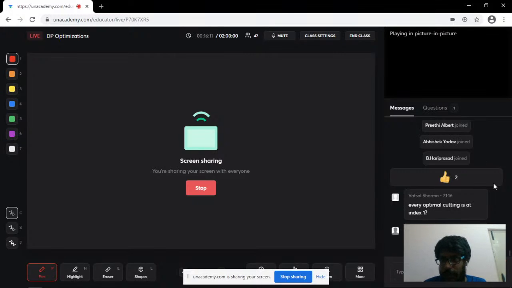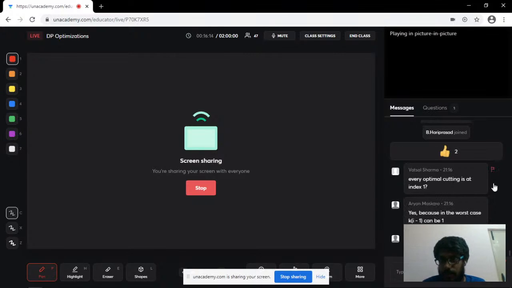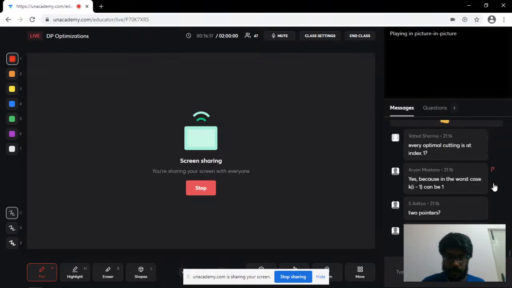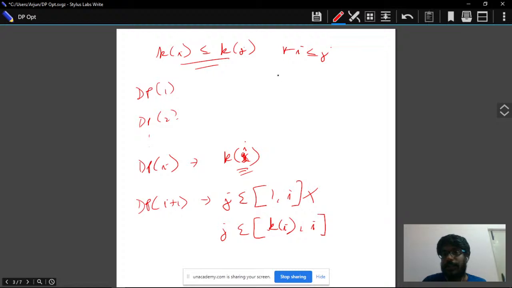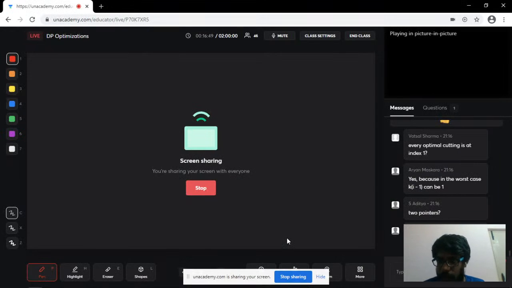Exactly, Vatsal, you're absolutely right. Aryan and Vatsal, precisely. Just assume there is a DP problem where k of i equals 1 for all i. Yeah, this could very well happen. And if this is the case, then your for loop is not changing at all. It's literally the same. Your complexity remains exactly the same, the literal number of executions remains exactly the same. So this doesn't help us at all. I hope this is clear to everyone.